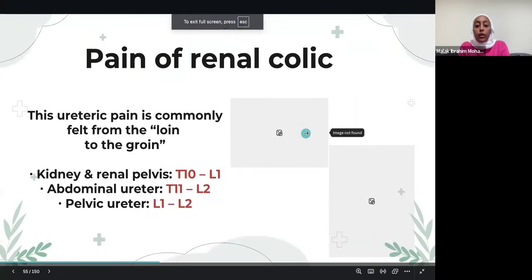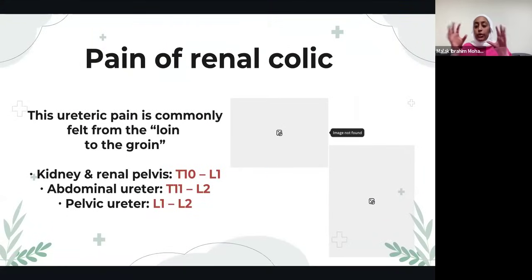The pain of renal colic is basically from loin to groin. Where is the loin? It's the posterior part. And the groin is basically the genital area. But the pain is always from loin to groin. And then there are 3 different parts, as we said, of the ureter. We have the abdominal part, then the pelvic part, and lastly the intravesical, or vesical, part.